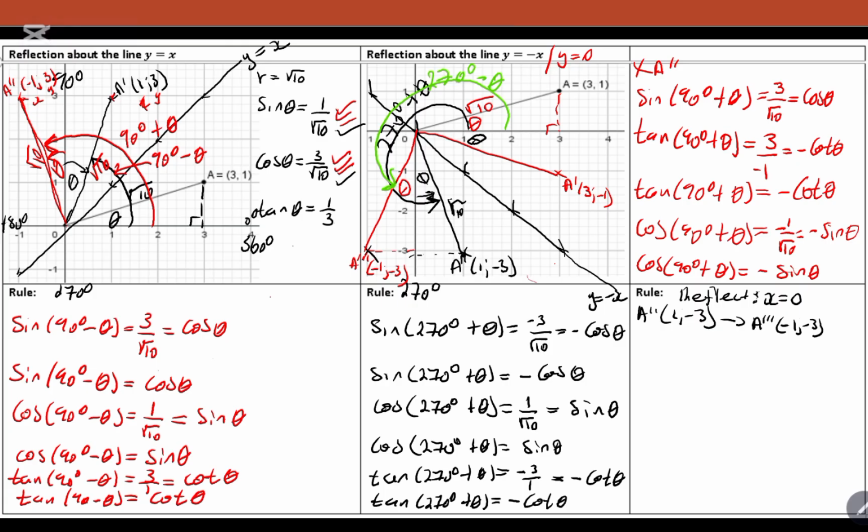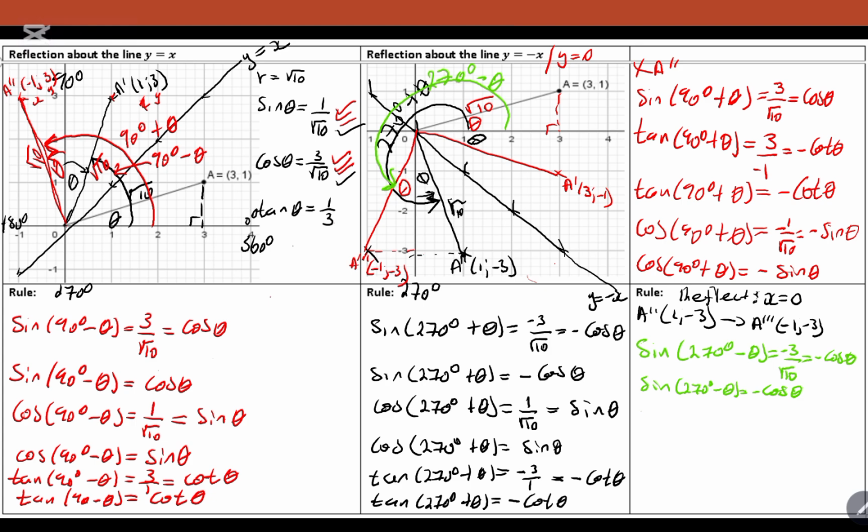So let us look at those. It will be sine of 270 degrees minus theta. This is equal to, sine is equal to opposite over the hypotenuse, that is negative 3 over the square root of 10. And we know that 3 over the square root of 10 is cos, but it's negative. So this is equal to negative cos theta. So we can simply say sine of 270 degrees minus theta is equal to negative cos theta.